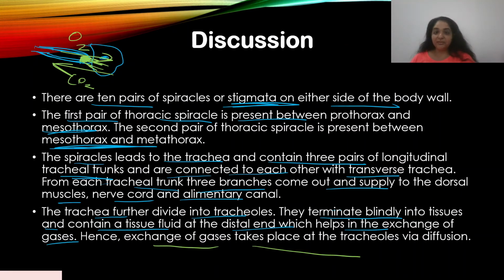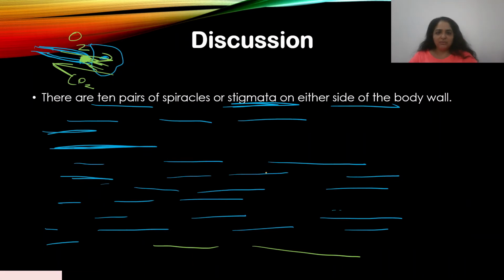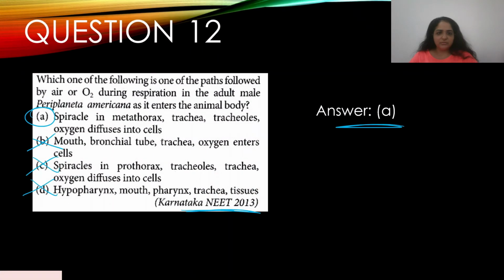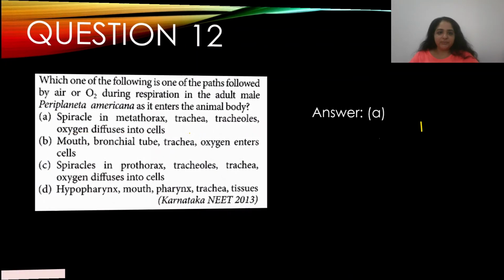I don't know if there will be a detailed diagram of the whole tracheal system. But yeah, overall, this is how it functions. Okay, but I guess we've answered the question. Spiracle in metathorax, trachea, then tracheoles, oxygen diffuses into cells. Okay, let's move on then.